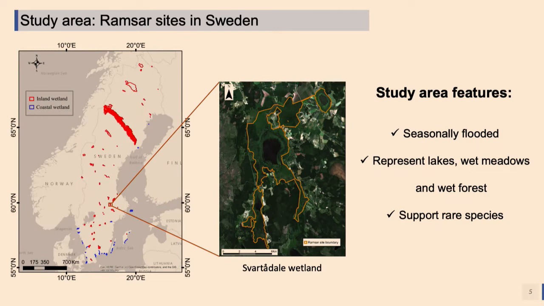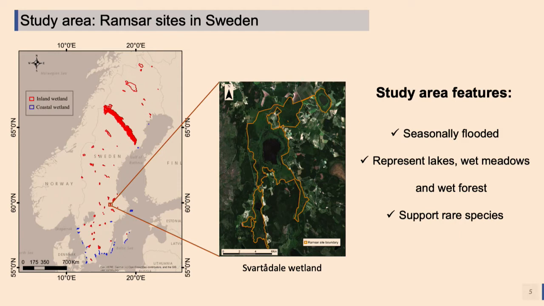Going through the study area, we selected the Ramsar wetlands, which are wetlands of international importance. In all of Sweden, we have 68 of them. We can see the coastal wetlands in blue, and the red ones are the inland wetlands. But our main focus was on the wetlands that, based on the national land cover of Sweden, include more than 10% open wetlands, where we can use the satellites efficiently.